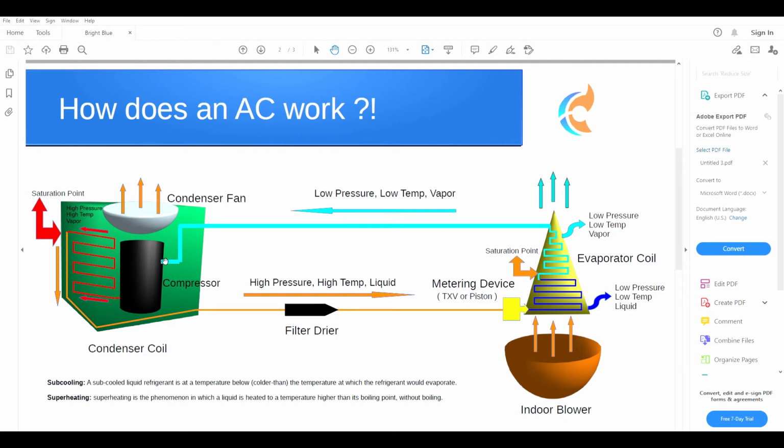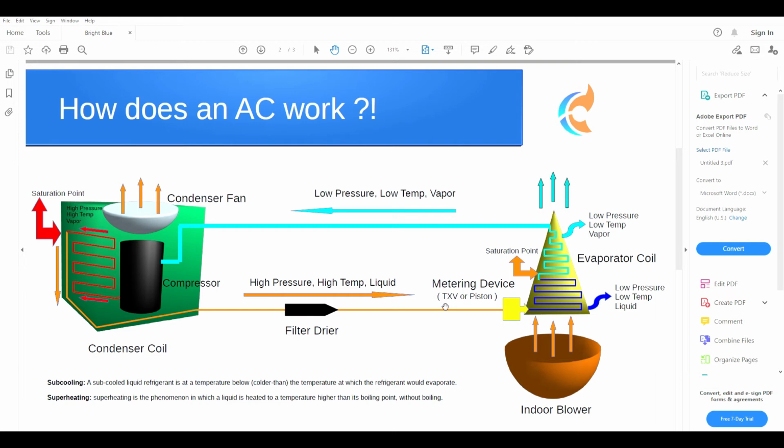It goes to the compressor, and the compressor will compress that refrigerant, and by doing so, the refrigerant that leaves the compressor turns from a low pressure, low temperature vapor into a high pressure, high temperature vapor. And the same cycle happens all over again.